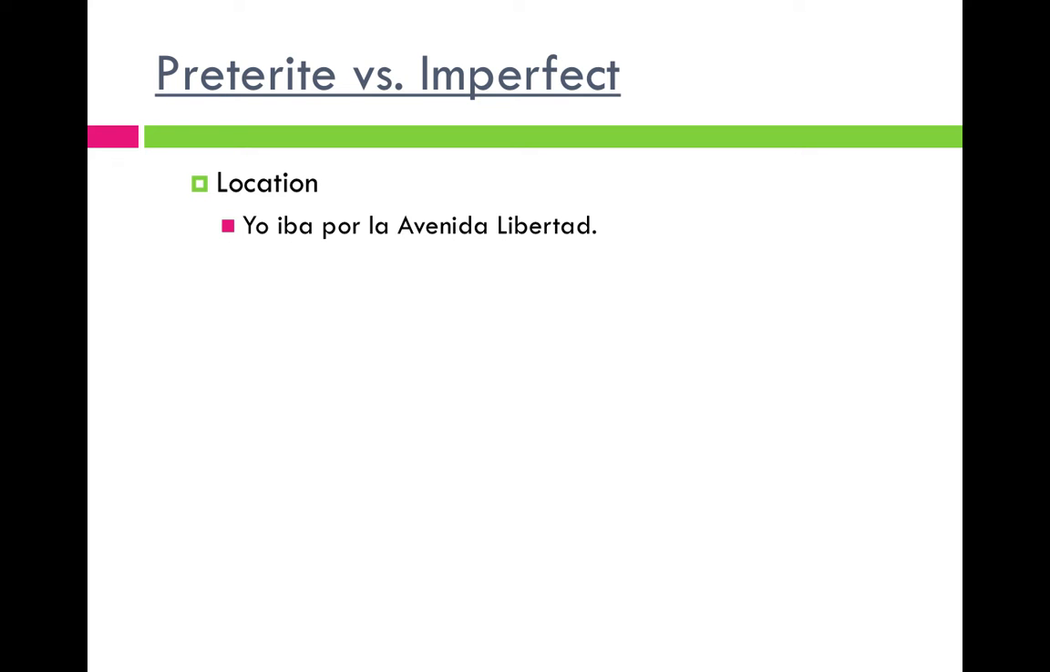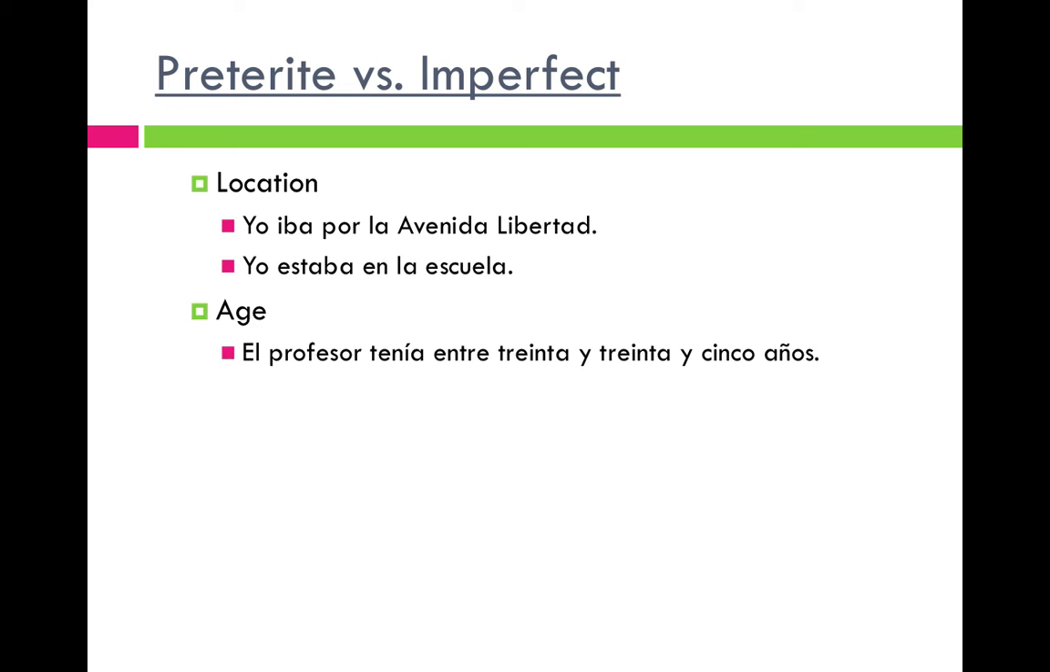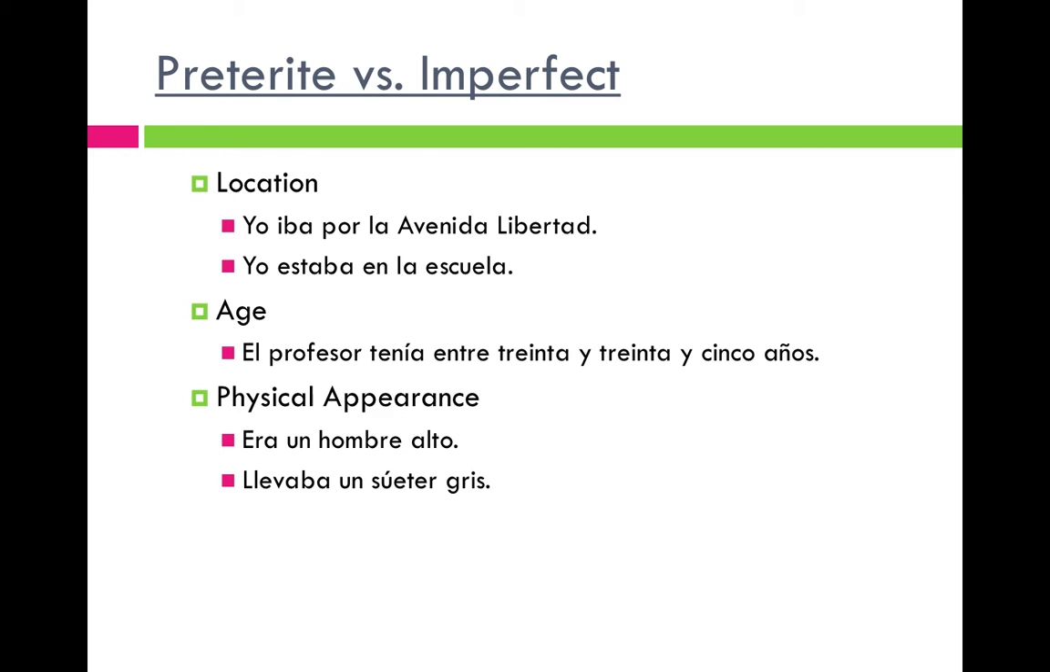I was going by Liberty Avenue. Yo estaba en la escuela. I was at school. For age, el profesor tenía 30 y 35 años. So the teacher was between 30 and 35 years old. Physical appearances. Era un hombre alto. He was a tall man. Llevaba un suéter gris. He or she was wearing a gray sweater.